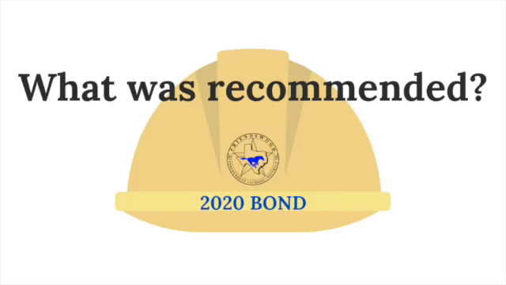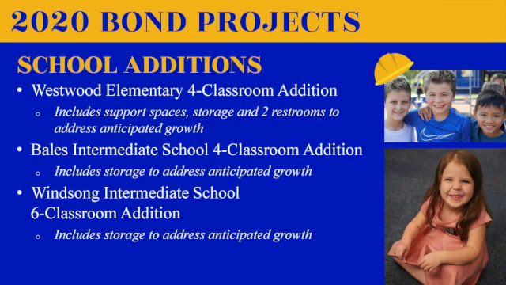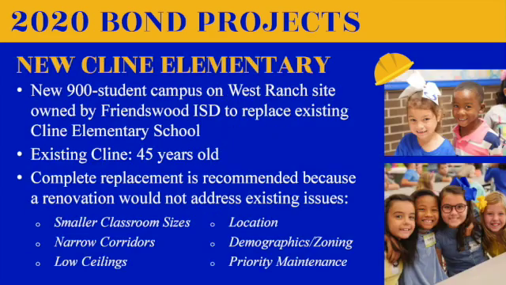First were school additions: a 4-classroom addition to Westwood, a 4-classroom addition to Bales, and a 6-classroom addition to Windsong to anticipate and address that anticipated growth. What also was recommended was a new Klein Elementary, a new 900-student campus on our West Ranch site that's currently owned by Friendswood ISD. This would replace the existing Klein Elementary School, which is 45 years old.